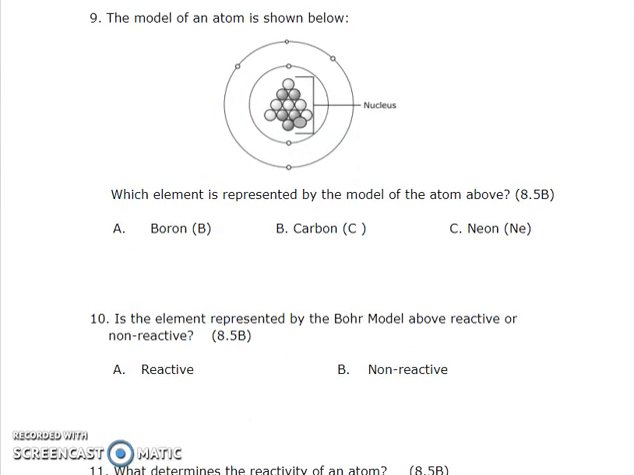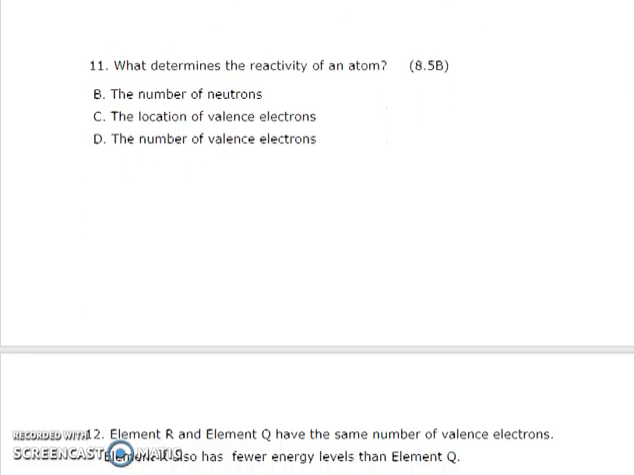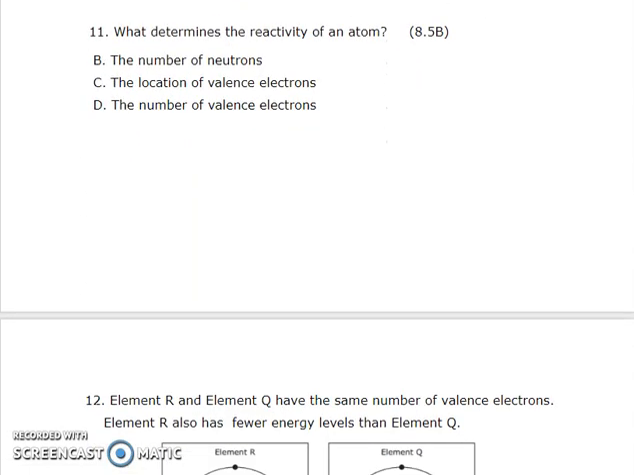Number 9. The model of an atom is shown below. Which element is represented by the model of the atom above? A, boron, B, carbon, C, neon. Number 10. Is the element represented by the Bohr model above reactive or non-reactive? A, reactive, or B, non-reactive? Number 11. What determines the reactivity of an atom? B, the number of neutrons, C, the location of valence electrons, or D, the number of valence electrons?